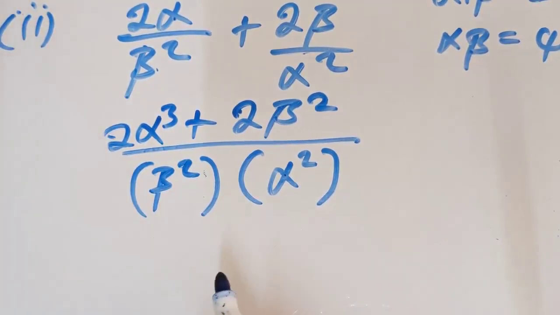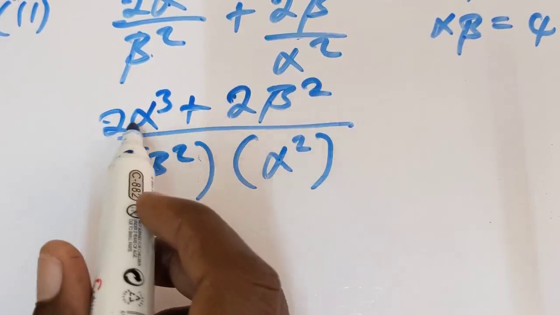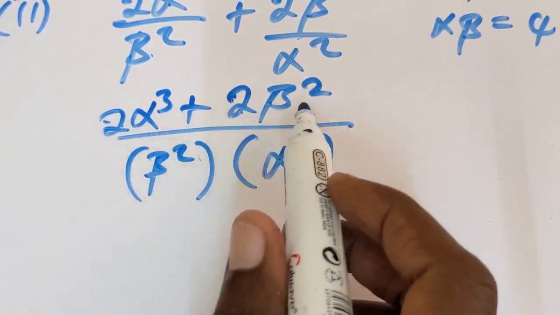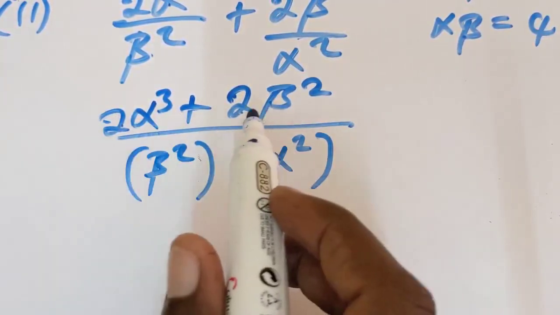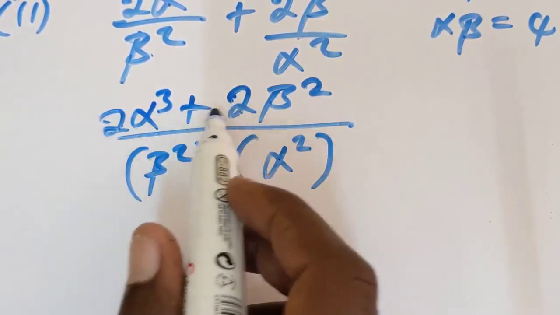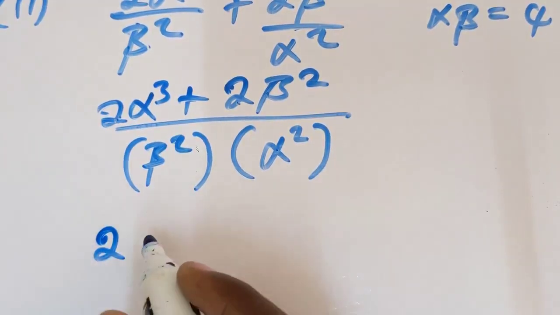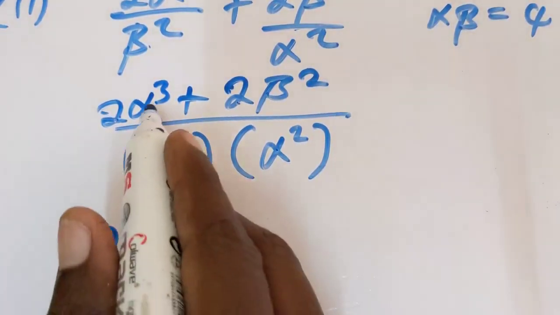Okay, 2 beta squared, like that. So from here now, we know that there is something common here, meaning that we are supposed to factorize here. So what is common? We have 2. 2 is common there. So what is going to be there?